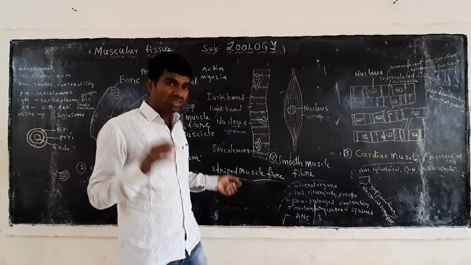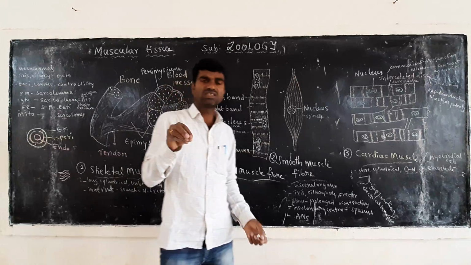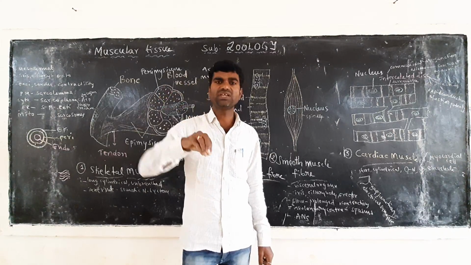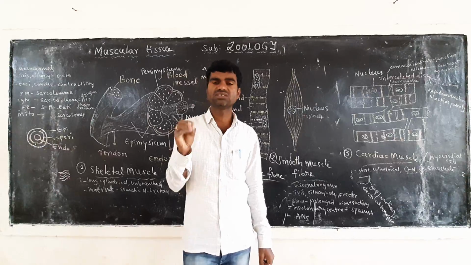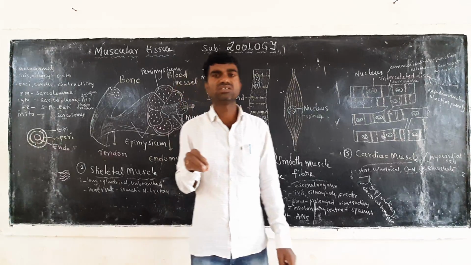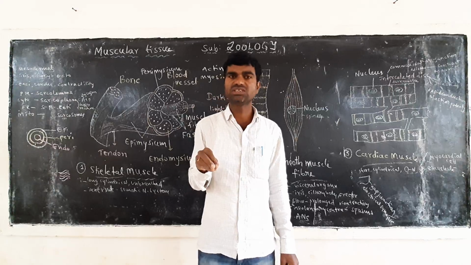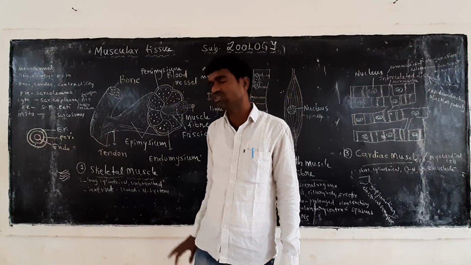Now, these striated muscles or skeletal muscles are highly resistant, but they fatigue easily. That's why they are called voluntary muscles. Voluntary means they are innervated by the somatic nervous system.